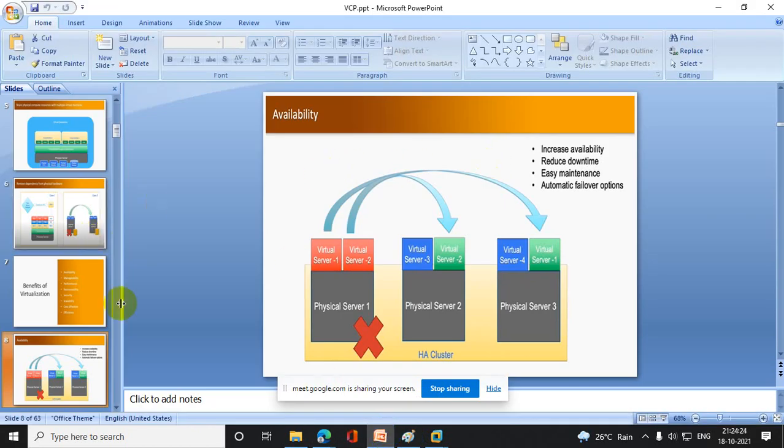It is called what, sorry? You said it's called? It's called availability feature actually. I mean availability feature. Okay.